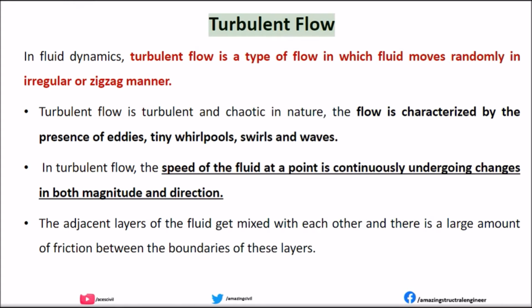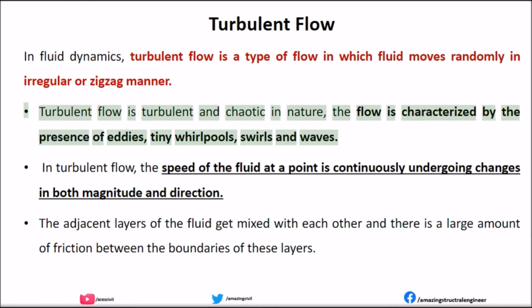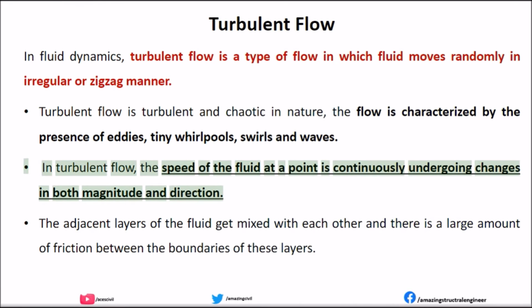Turbulent flow. In fluid dynamics, turbulent flow is a type of flow in which fluid moves randomly in an irregular or zigzag manner. Turbulent flow is turbulent and chaotic in nature. The flow is characterized by the presence of eddies, tiny whirlpools, swirls and waves. In turbulent flow, the speed of the fluid at a point is continuously undergoing changes in both magnitude and direction.